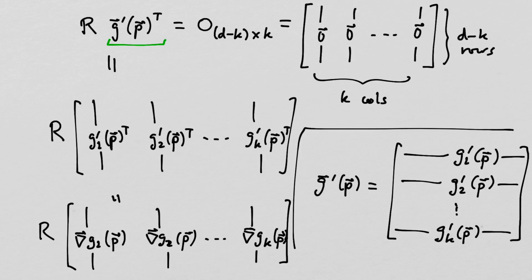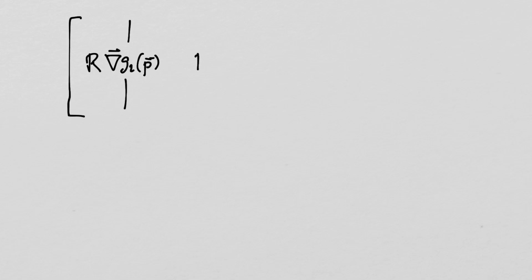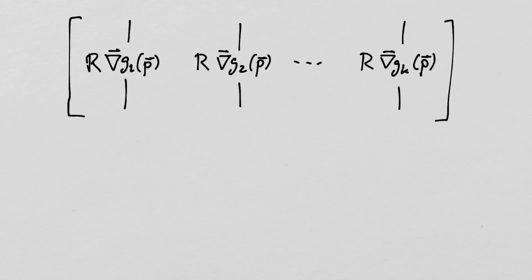Let's also remember from an earlier point in the semester that when you have a matrix subdivided into blocks that are horizontally laid out this way, and you have another matrix factor sitting to the left, that left factor can be distributed into each of those blocks. That's one of the block multiplication rules. So I'm going to distribute that R into every column. That gives me a matrix whose first column is R times the gradient of g1 at p, whose second column is R times the gradient of g2 at p, and whose kth column is R times the gradient of gk at p. And that equals a matrix whose columns are all 0 vectors.